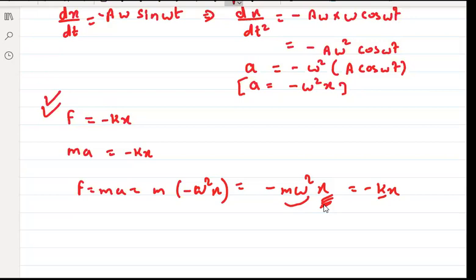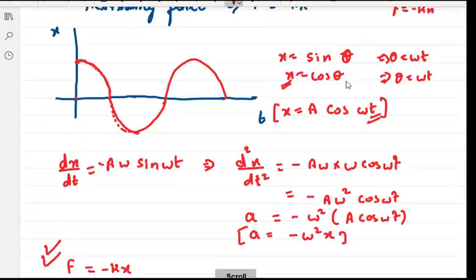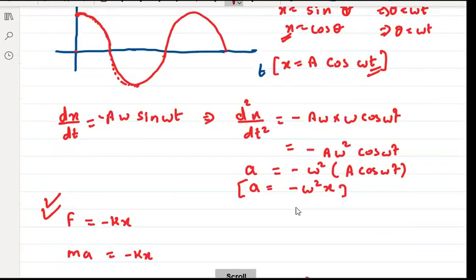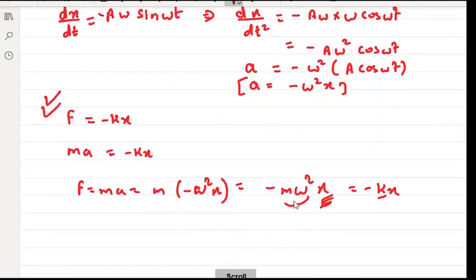Got it? Yes? Where is m? M was what? Tell me. M is what? What is moving? This block was moving, right? The spring, the mass starts with the spring. This is moving, right? So obviously, when we talk about this mass, it will be the mass of the block attached with the spring. So if you equate this, can I say that k is equal to m omega square?